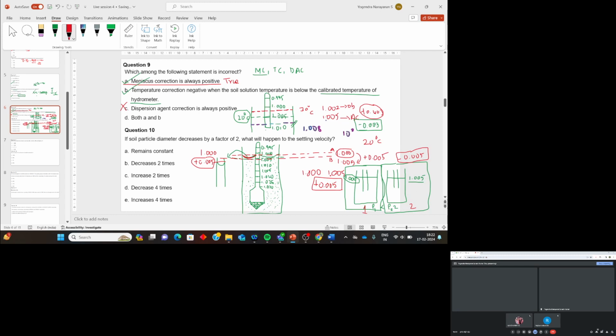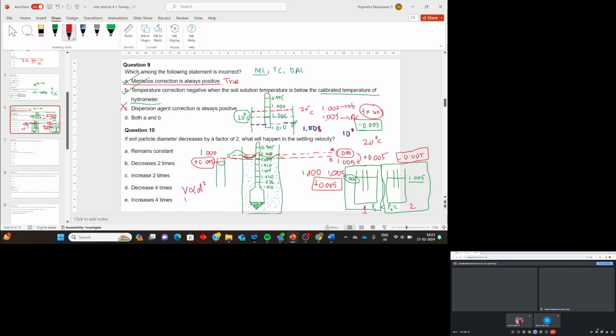If soil particle diameter decreases by a factor of 2, what will happen to the settling velocity? It is Stokes' law. If soil particle diameter decreases by half, that is by a factor of 2, what will happen to the settling velocity? What is the relation between the diameter and velocity? Velocity is directly proportional to d square.